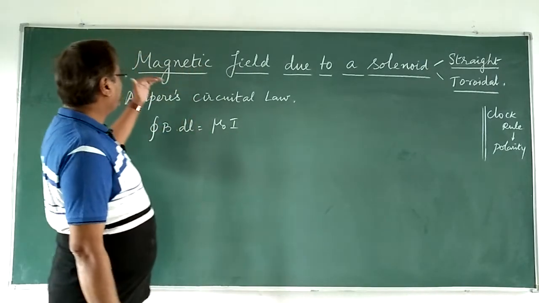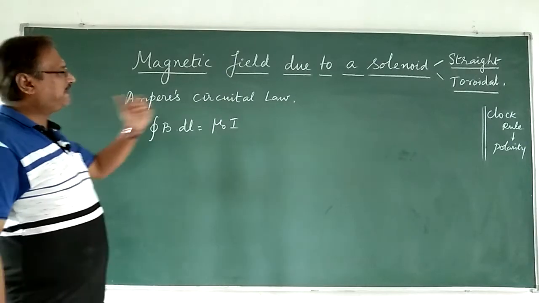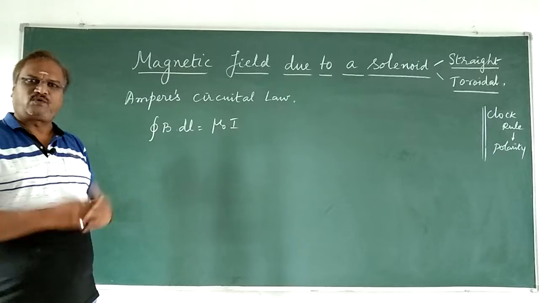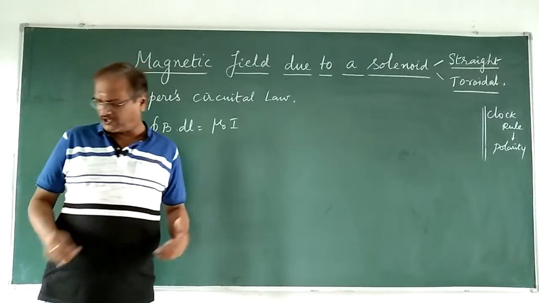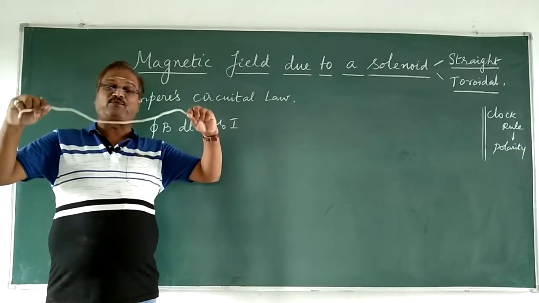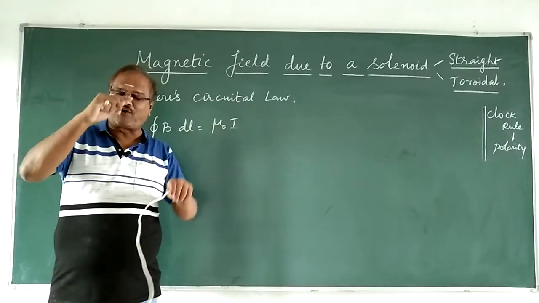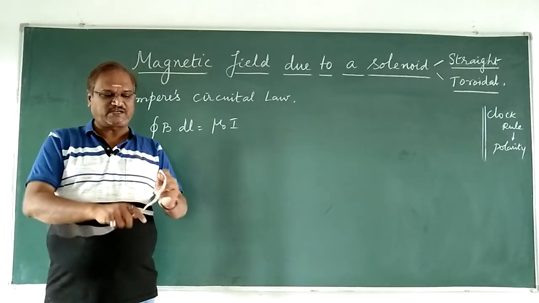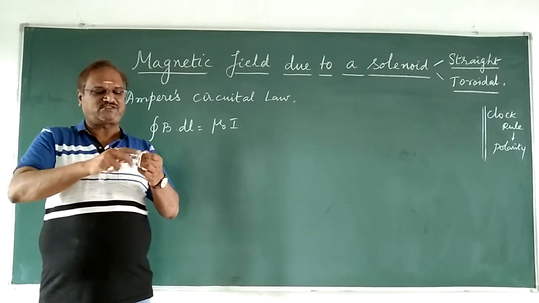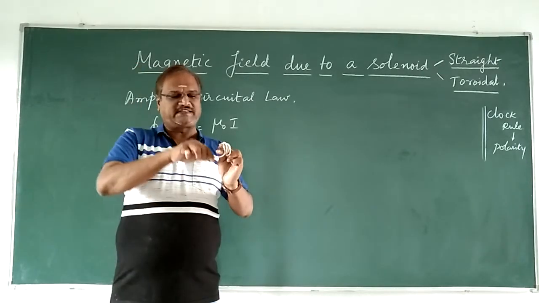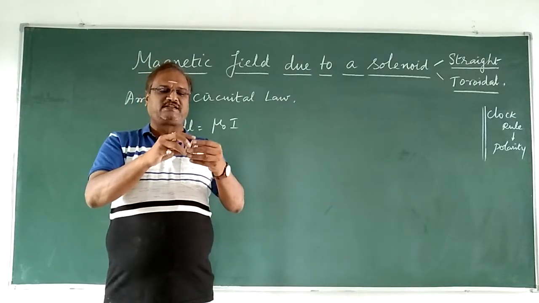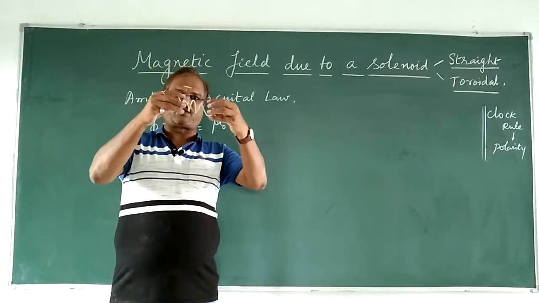Now, today we are going to continue with magnetic field due to a solenoid. Now, what is a solenoid? Solenoid is nothing but a wire. Now I wind this wire in the form of a cylinder, like this, like this. I wound it in the form of a cylinder. It has circular turns in it, and this is a solenoid.